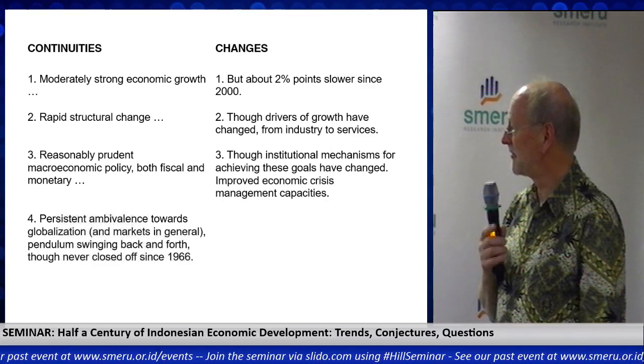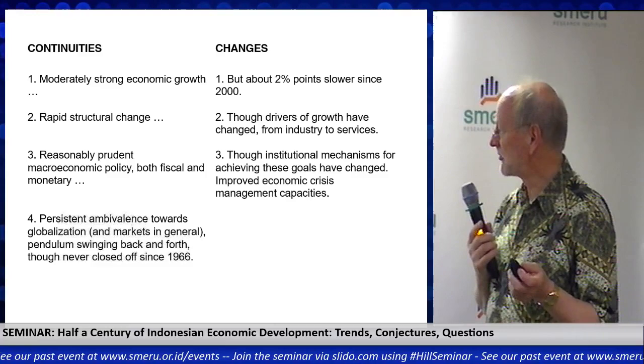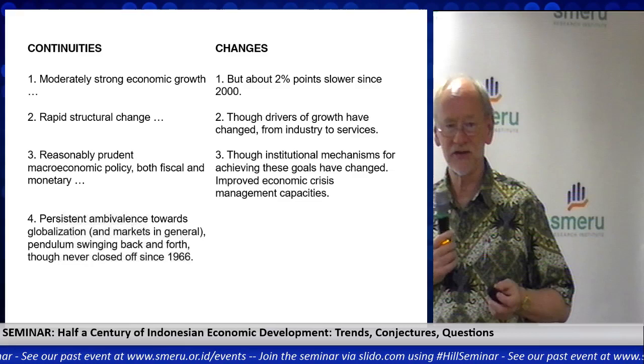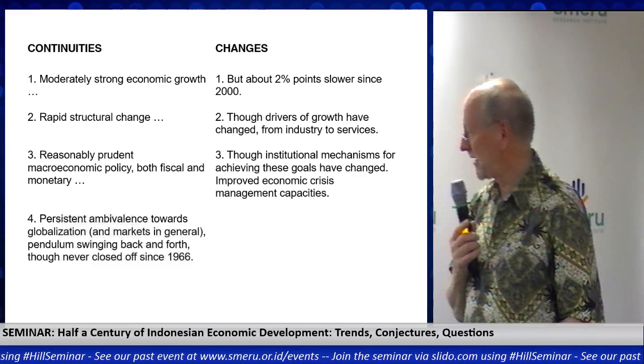The continuities: fairly rapid economic growth, but faster earlier than later. Fairly rapid structural change, but the sectoral drivers of change differ between the two periods. Macro policy has been pretty prudent, stable and conservative, but the mechanisms for achieving it have changed. That is, fiscal law and central bank independence have replaced a balanced budget and a subservient central bank.